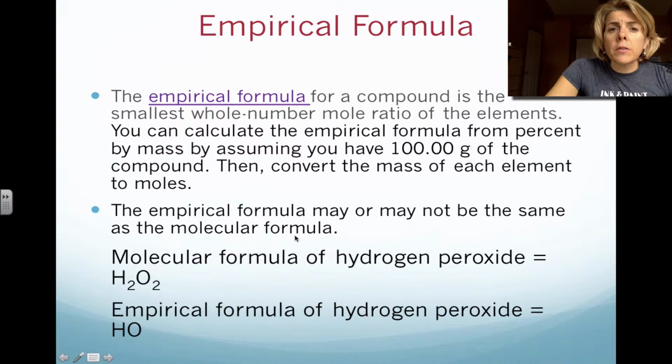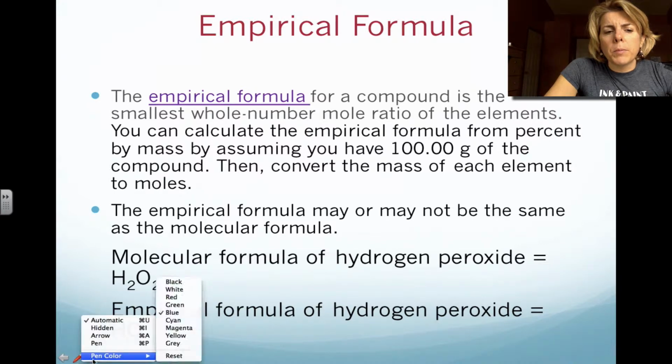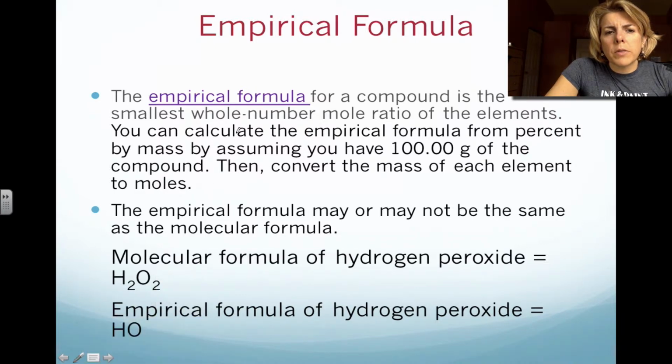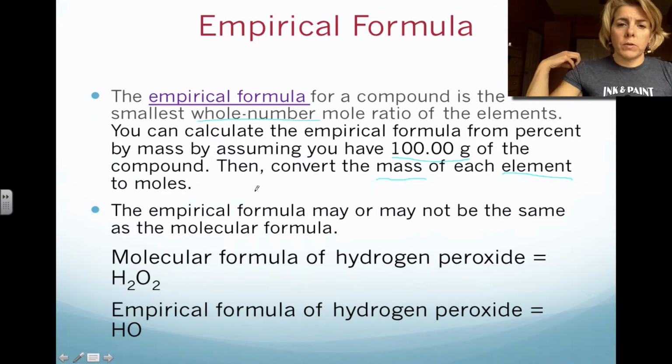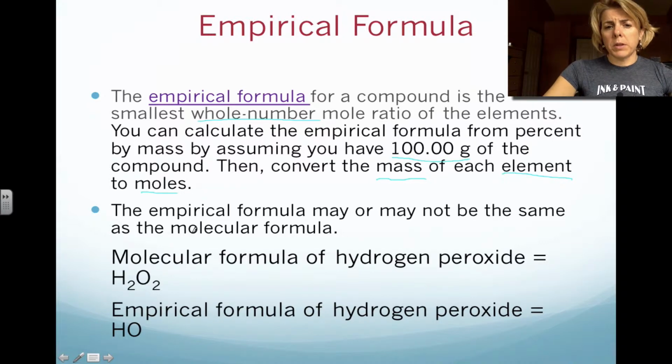Okay, let's tie another thing in with molar mass, empirical formula. So with empirical formula, you're going to be doing some calculations with that. You want the smallest whole number ratio of elements. Now, the way you do this is you assume you're starting with 100 grams of the compound. And you're going to essentially take the mass of each element, and I'll give you an example of that. You're going to convert it to moles. Now, the interesting thing with empirical formula is it may not be the same as the molecular formula.